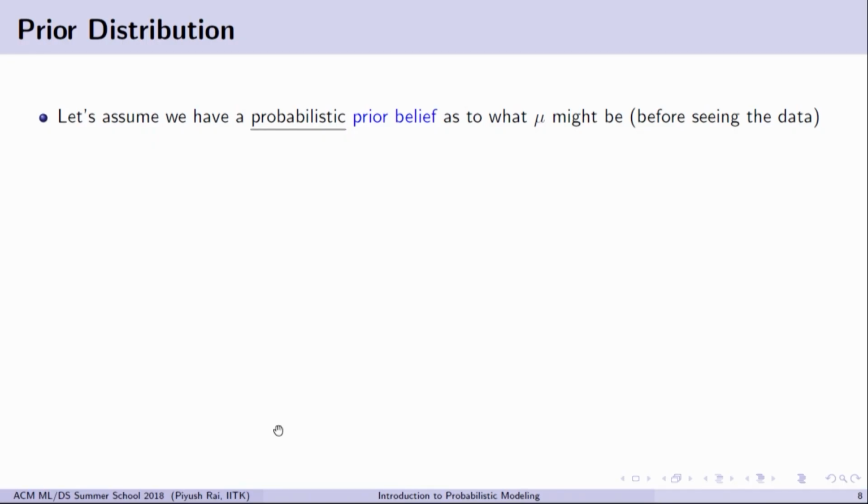So what is a prior distribution? Suppose we have some sort of probabilistic belief about what our parameter mu looks like, and that belief is before seeing any data. Suppose we have not yet observed the data x1 through xn, and we have some belief about what kind of values the parameter takes, or what range the values lie in, for the parameter that we are trying to estimate. I'm explicitly mentioning that this belief is in a probabilistic sense.